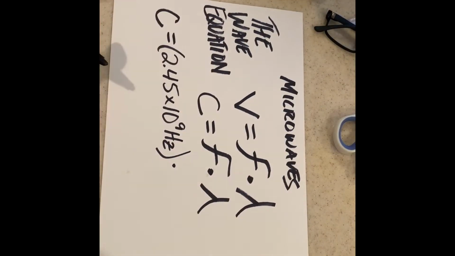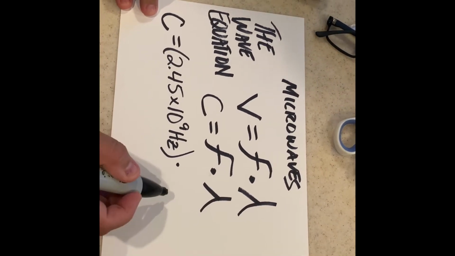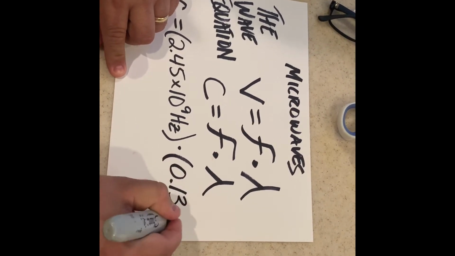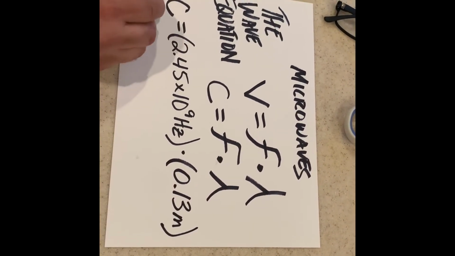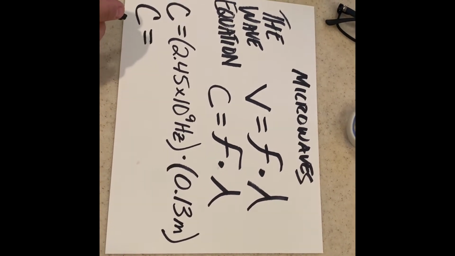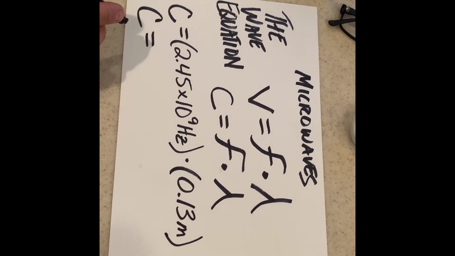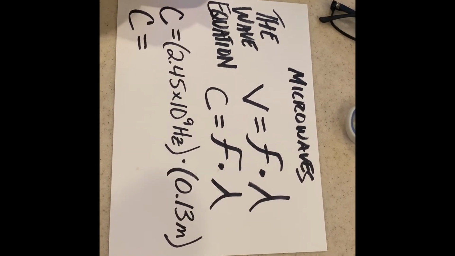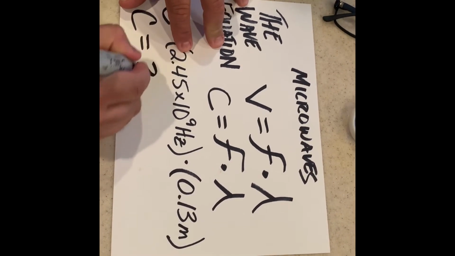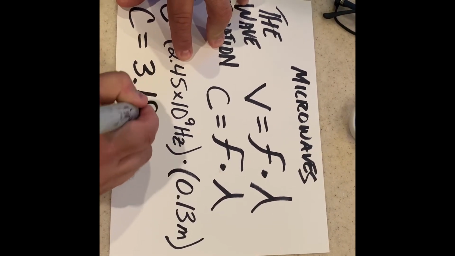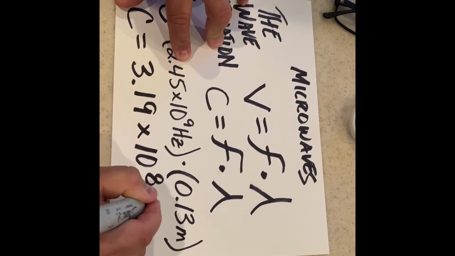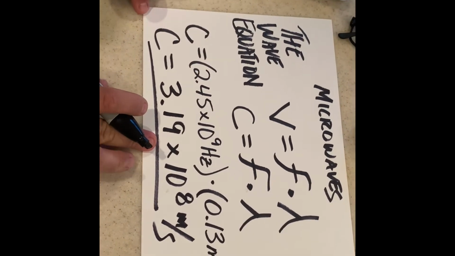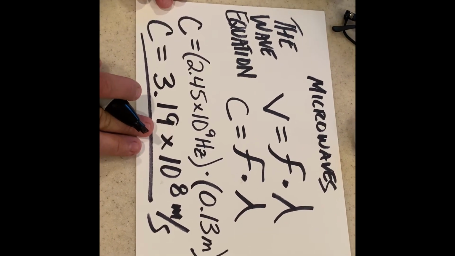All right, so back to our math. Remember, this was the frequency of our microwave, and we just measured the wavelength to be about 13 centimeters, which is 0.13 meters. And if we multiply those two together, we get a speed of about, let me do the math here, 2.45 times 10 to the 9th times 0.13, and I get 3.19 times 10 to the 8th meters per second. So that's the speed of light, or the speed of the microwaves, which is also the speed of all E&M waves and the speed of light.